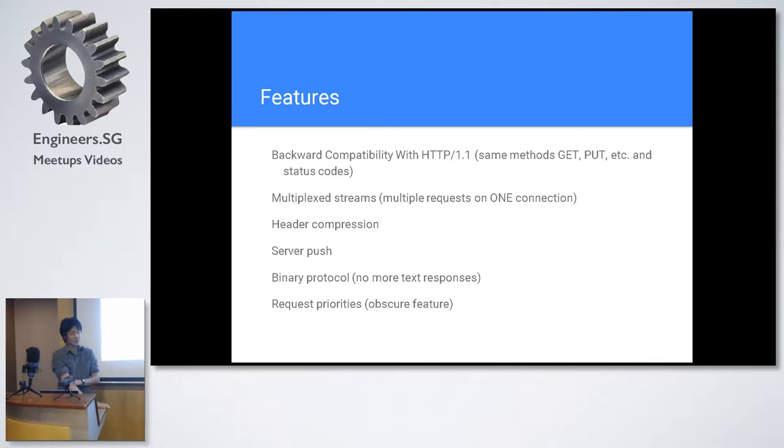Okay, so what are the features of HTTP2? The most important is that it's backward compatible with HTTP 1. So basically, the same methods that I use, like get, put, post, and the status codes, are all the same. The next one that's very important is the multiplex streams.